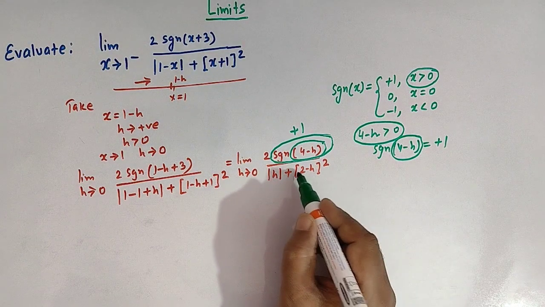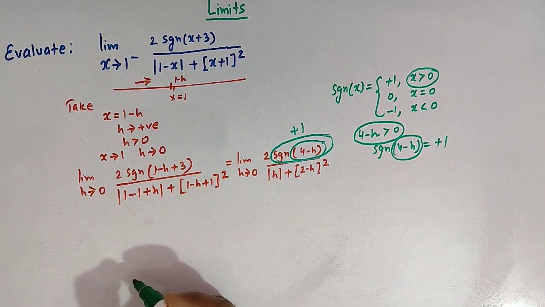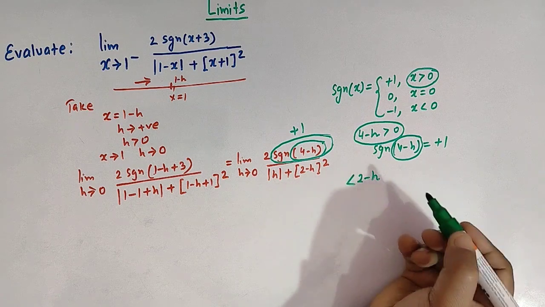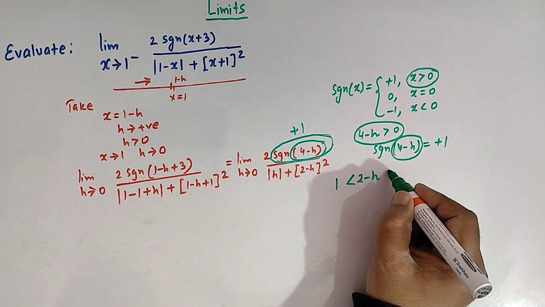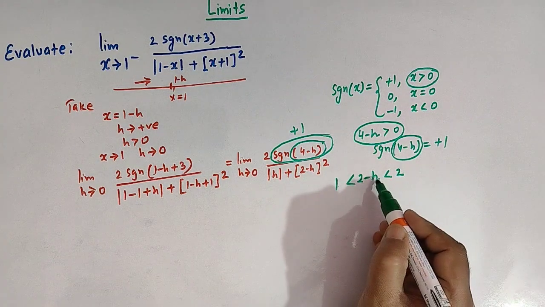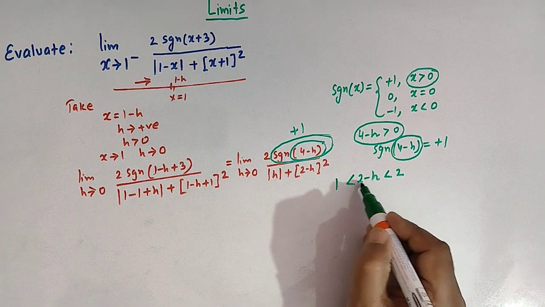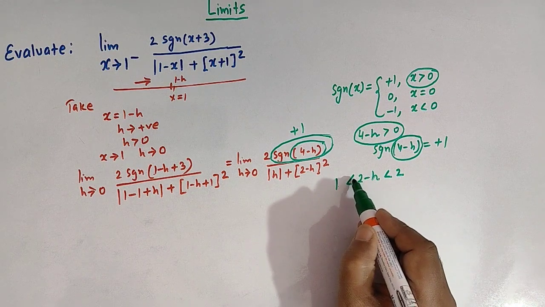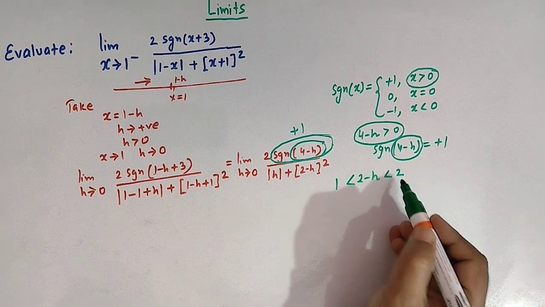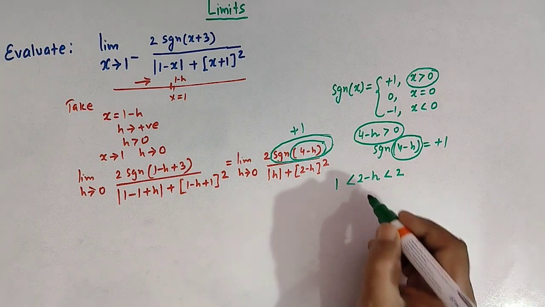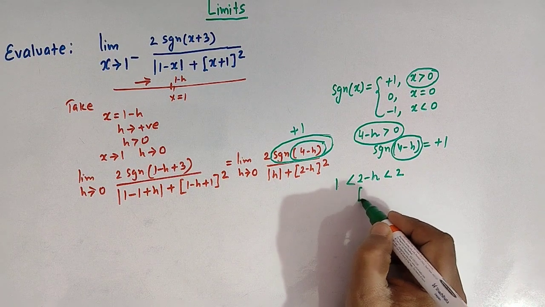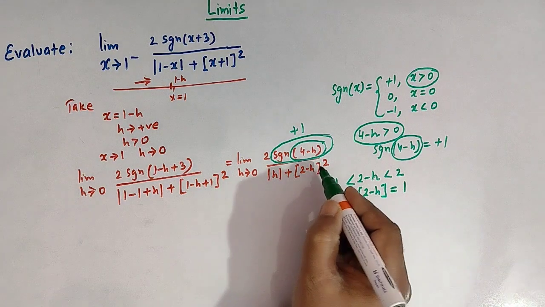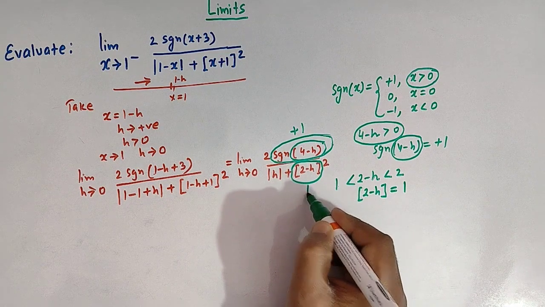Okay, now let us take the greatest integer of 2 minus h. Now 2 minus h is greater than 1, but it is slightly less than 2, because h is a positive quantity. When we subtract h from 2, 2 minus h is greater than 1 but less than 2. So from the definition of the greatest integer function, we can write the greatest integer of 2 minus h as 1.